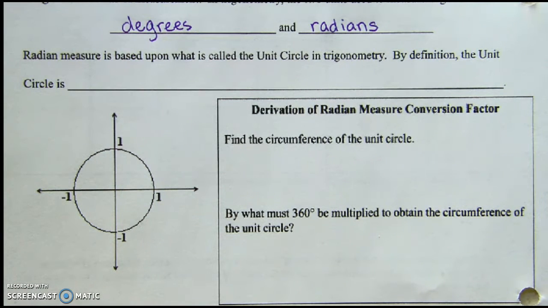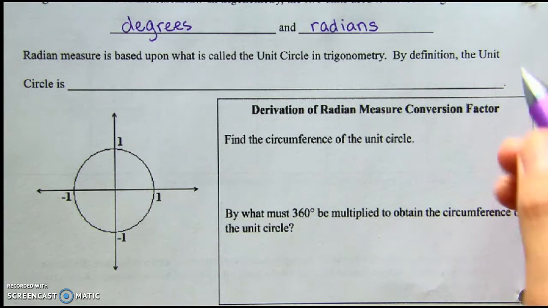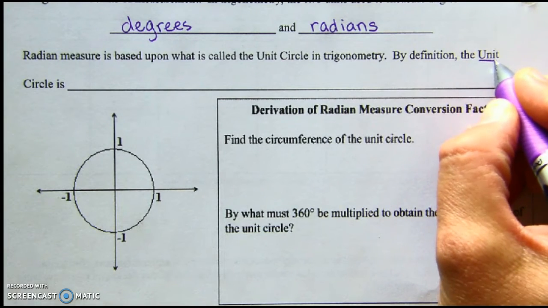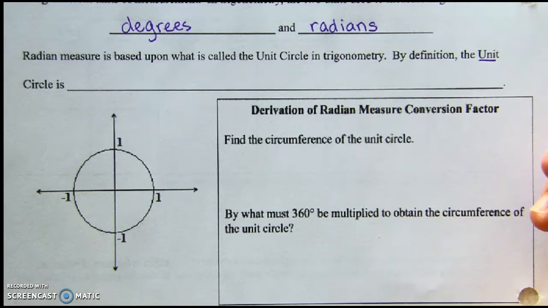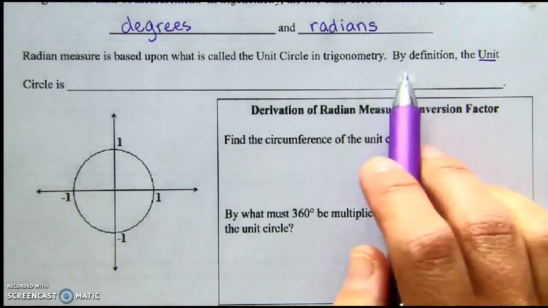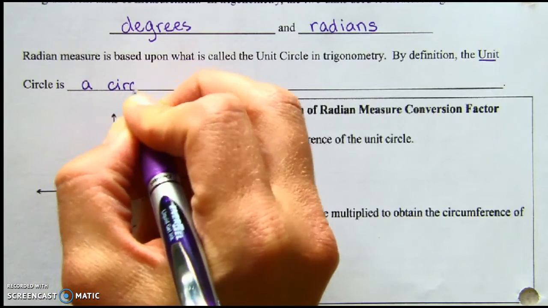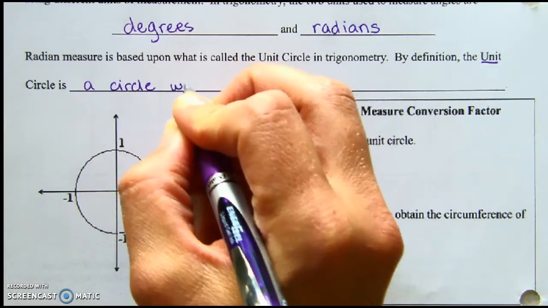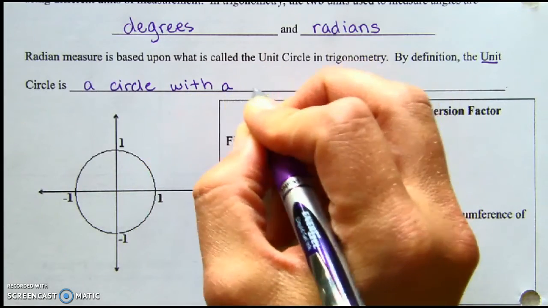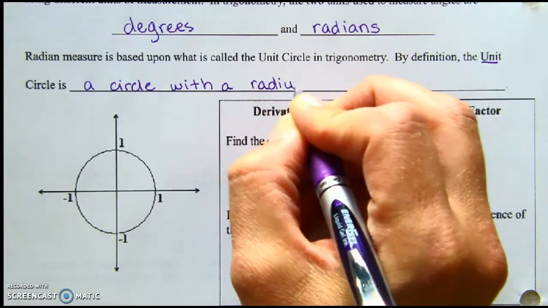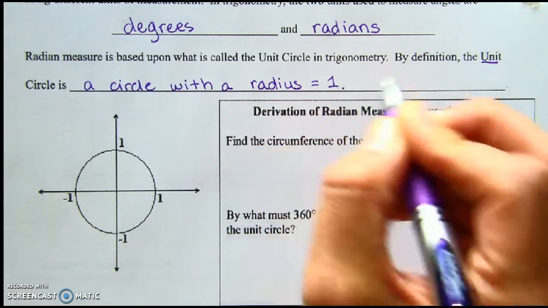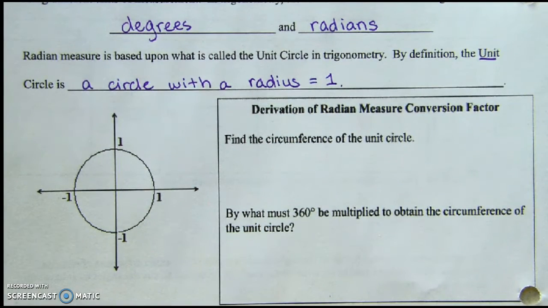Radian measure is based on something called the unit circle. The unit circle is going to be so important for your math life for the next few months. By definition, what does the prefix uni mean? It means 1. So by definition, the unit circle is a circle with a radius of 1. If a circle has a radius of 3, it's not a unit circle.